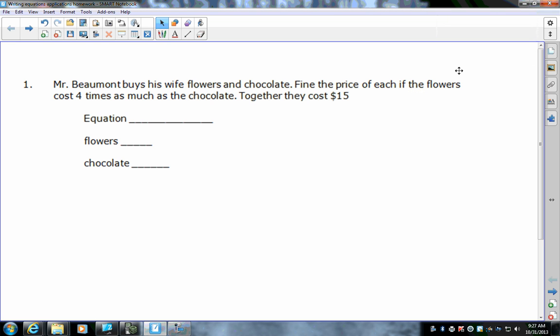Let's look at number 1. So you guys need to go and start looking at the application problems right here. On number 1, it says Mr. Beaumont buys his wife flowers and chocolate. Find the price of each if the flowers cost 4 times as much as the chocolate, and together they cost $15. Okay, the first thing you're going to need to do is what's called define your variables.